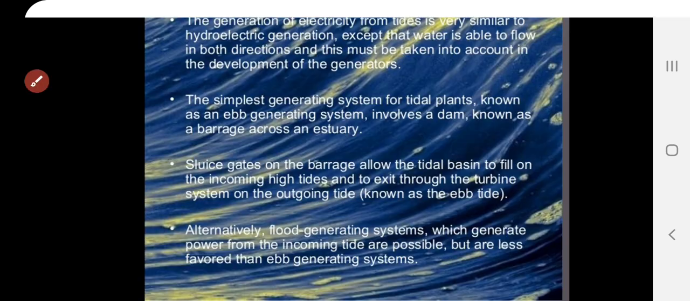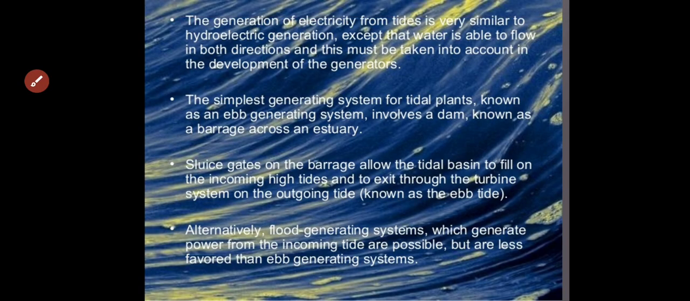Next, going to the part of how the generation of electricity takes place. The generation of electricity from tides is very similar to hydroelectric generation, except that water is able to flow in both directions, and this must be taken into account to develop the generators. The simplest generating system for tidal plants, known as the ebb generating system, involves a dam known as a barrage across an estuary.